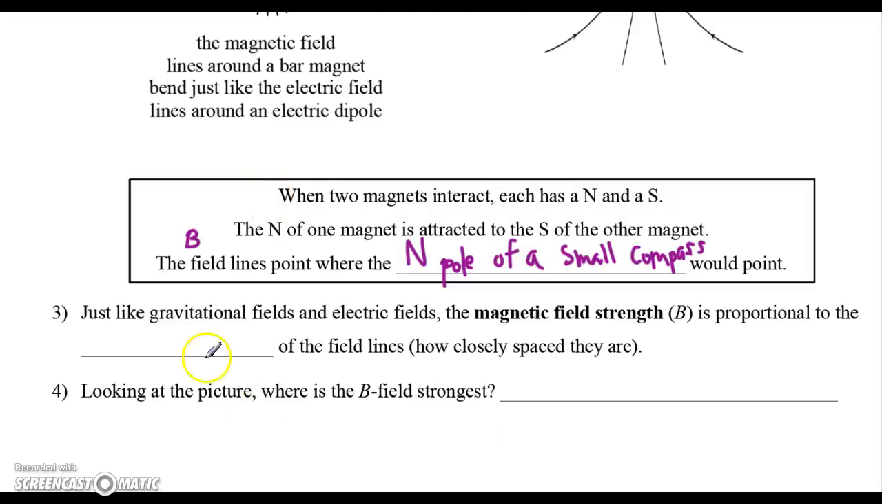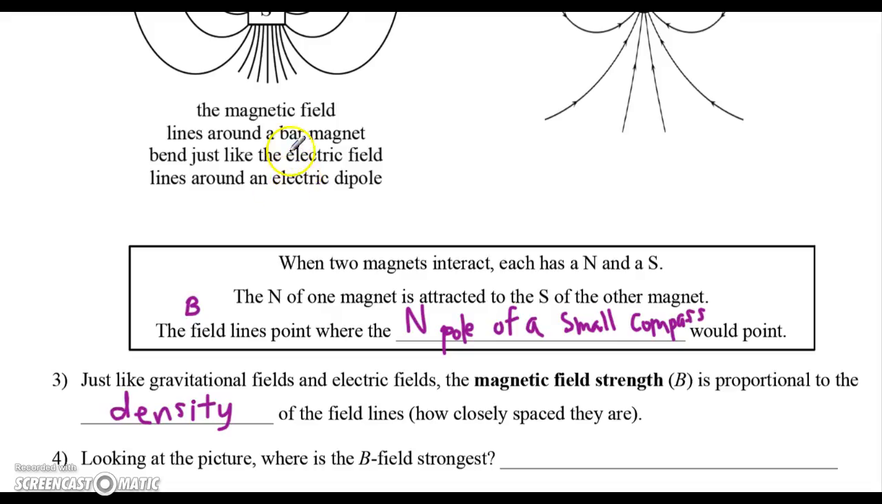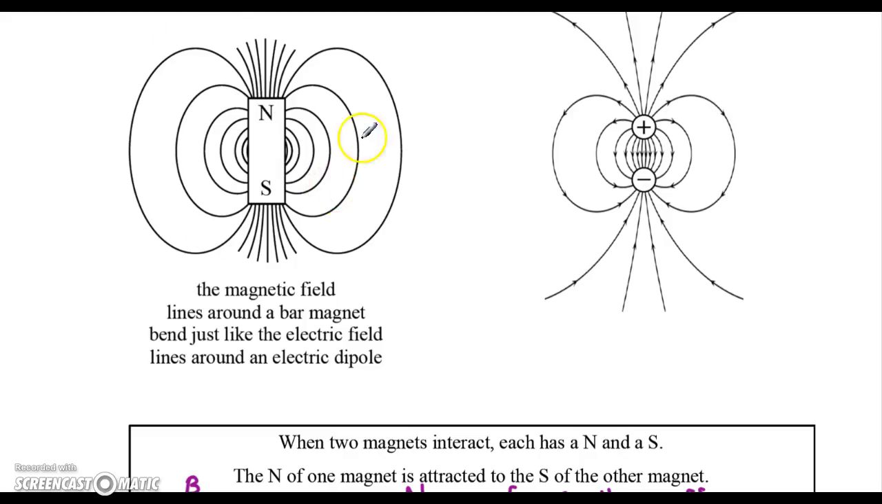Okay, we left off here. Number 3. Just like gravitational fields and electric fields, the magnetic field strength is proportional to the density of the field lines. Wherever the lines are really close, that's a strong field. Where the lines are really far apart, that's a weak field. So at this picture, shown here on the left side, where is the B field strength strongest? Where are the field lines most closely spaced?